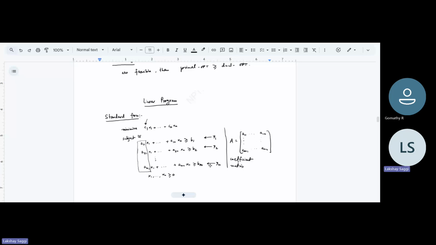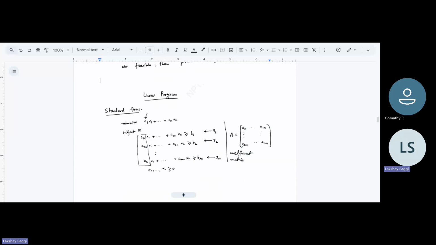And note that this matrix of these coefficients in these constraints is called the coefficient matrix and is denoted by capital A. So this is the standard form of an LP, minimizing an objective function subject to greater than or equal to constraints everywhere and non-negativity constraints on the variables.